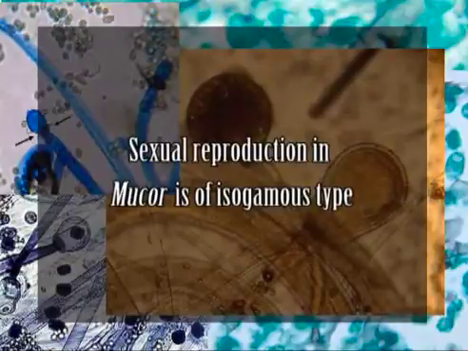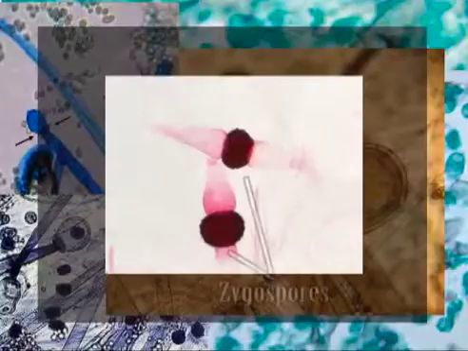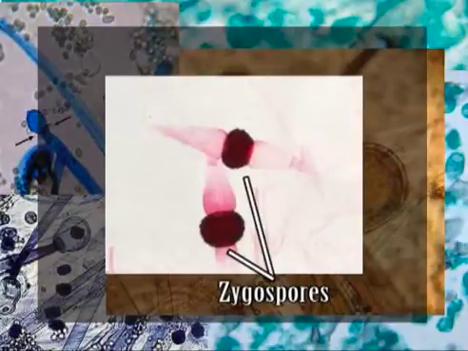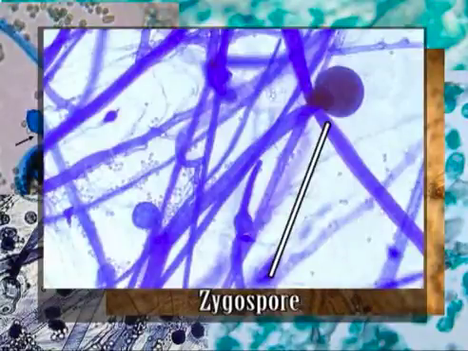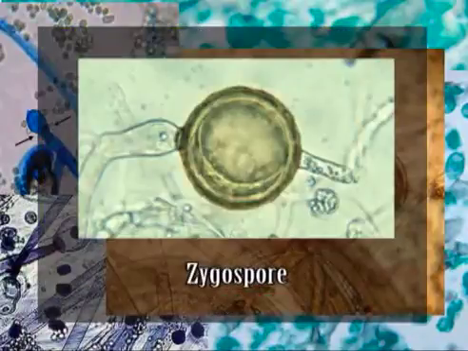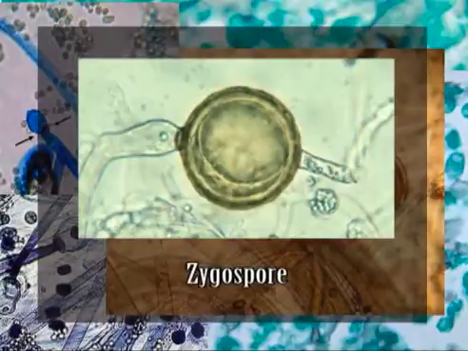Sexual reproduction in Mucor is of isogamous type, that is, the two mating gametes are morphologically identical. Species are homothallic, but most of the species are heterothallic. The conjugation of two gametangia gives rise to a zygospore. In heterothallic species, zygospores are formed only when gametangia of compatible strains contact each other.